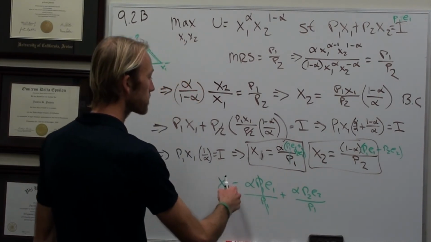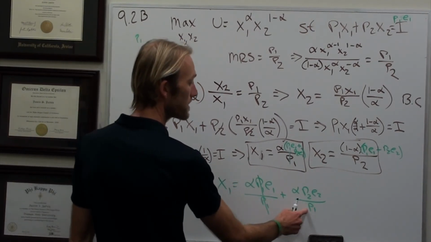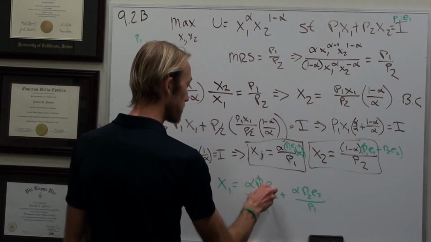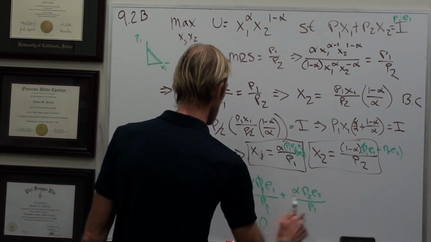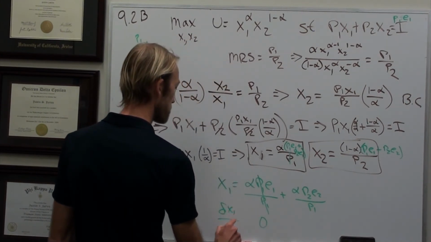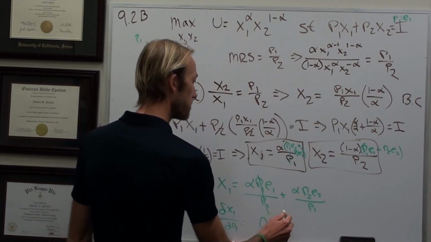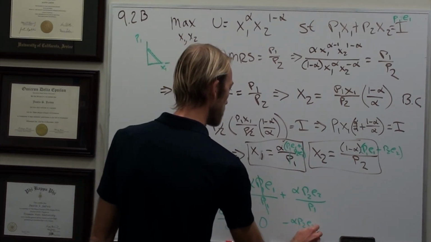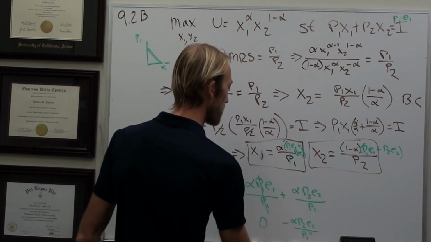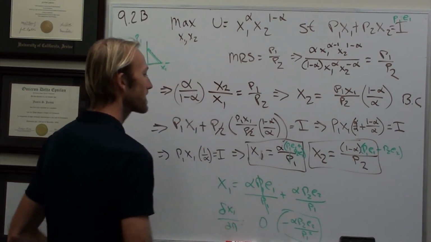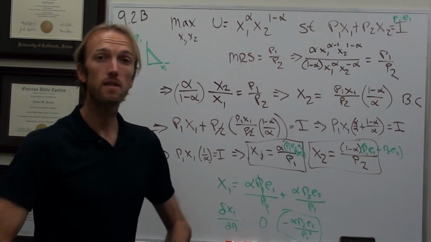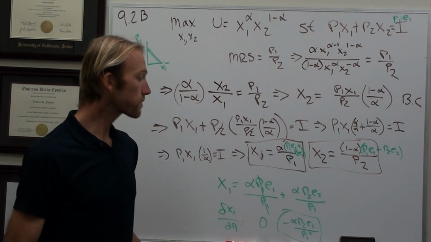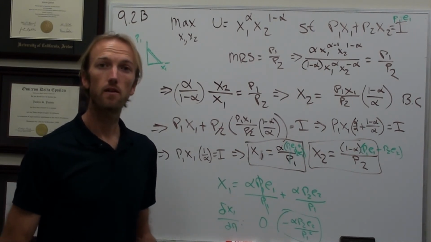Well, you can see that when you take the derivative of this with respect to P1, there is a P1 there, and this is P1 to the negative 1. So the derivative of the first part is 0. And when I take the derivative of x1 with respect to P1, it's going to be minus alpha P2E2 over P1 squared. So you can see that that is negative. As we discussed before, a negative derivative means a downward sloping own price demand.